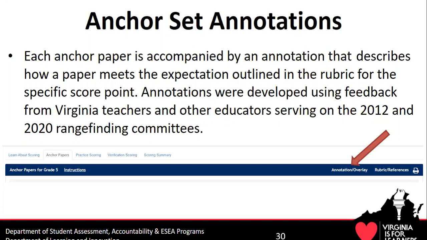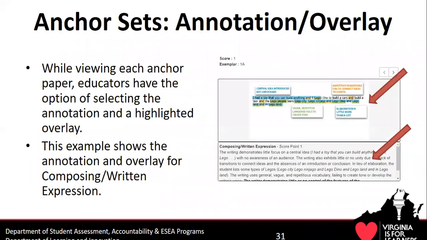We'll show you an example of what that looks like. Again, on the right side, you can see the example student paper. After reviewing that paper, there will be an option to access the annotations and overlays to see what the notes in the annotations are for that paper. It uses specific language from the scoring rubric, and both the overlays and the annotations have specific examples from the student writing.